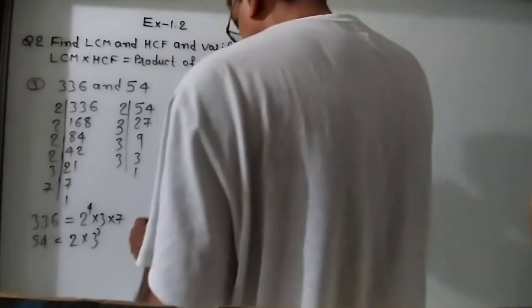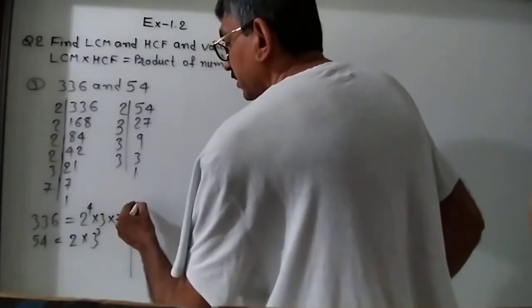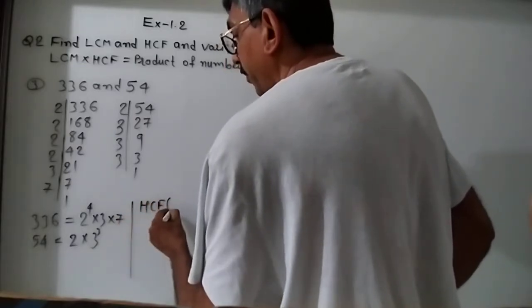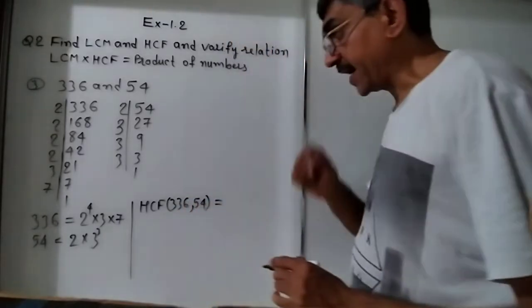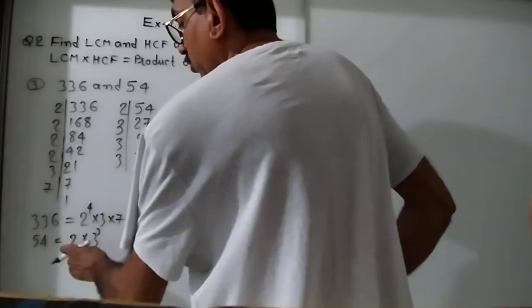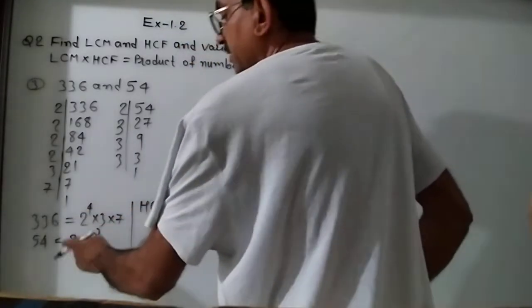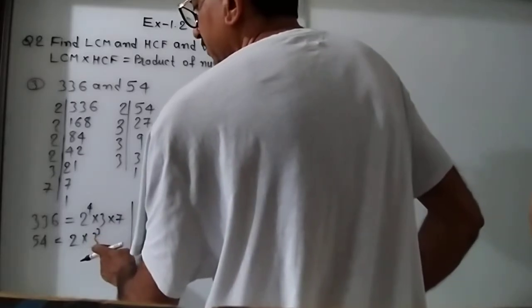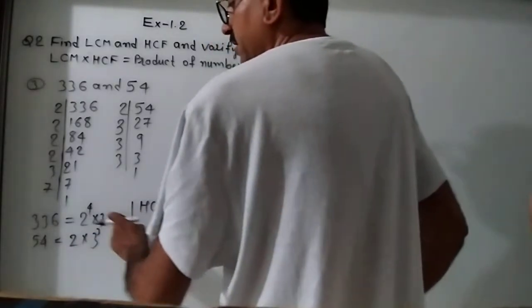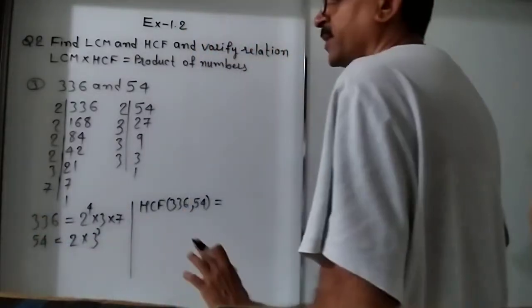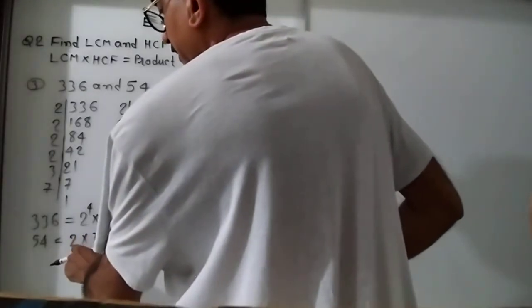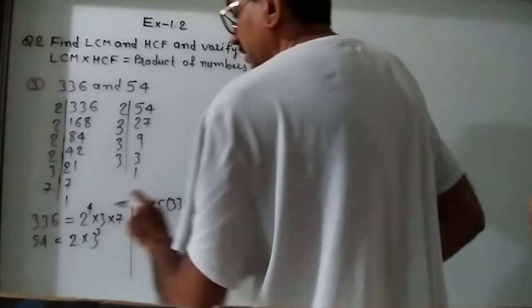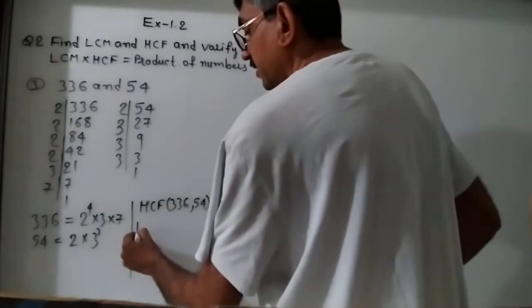Now we find LCM and HCF. First the HCF of 336 and 54. What is to be listed in HCF? Common factors. Which are the common factors? 2 is here, 2 is here. 3 is a factor of 336, 3 is a factor of 54. 7 is a factor of 336 but not in 54. So the common factors are 2 and 3. What is the least power? The least power of 2 is 1 and the least power of 3 is 1 only. So 6 is the HCF.